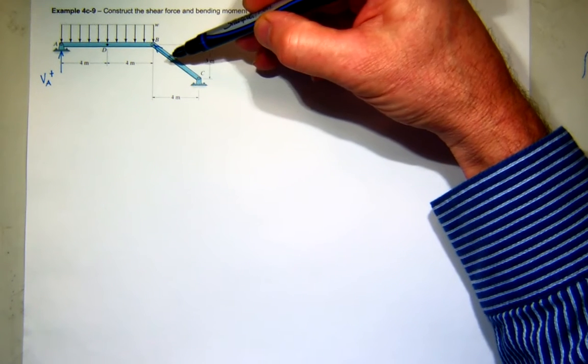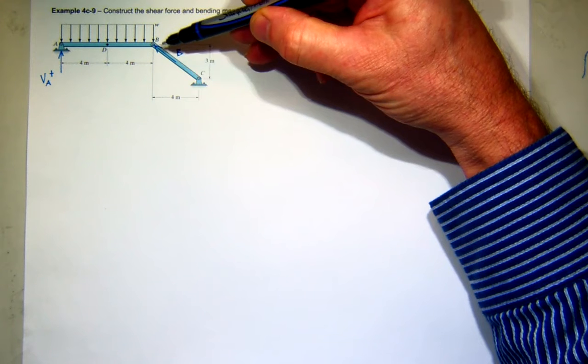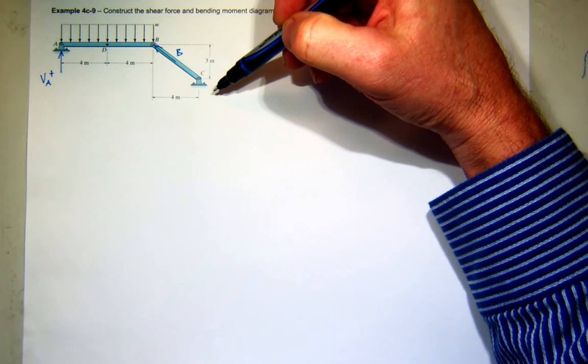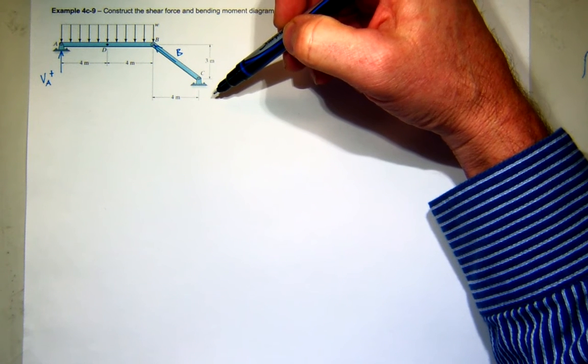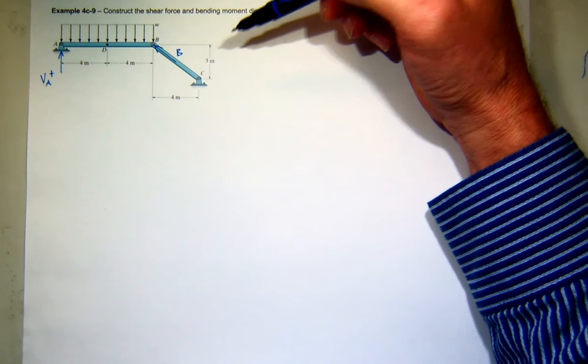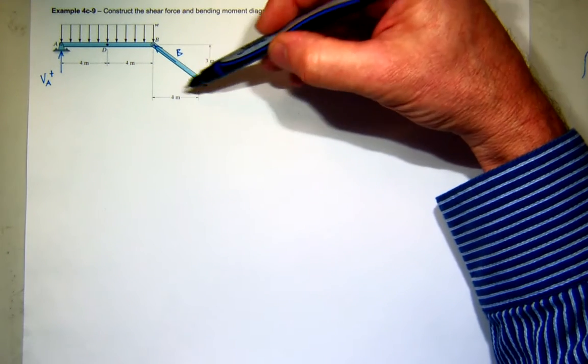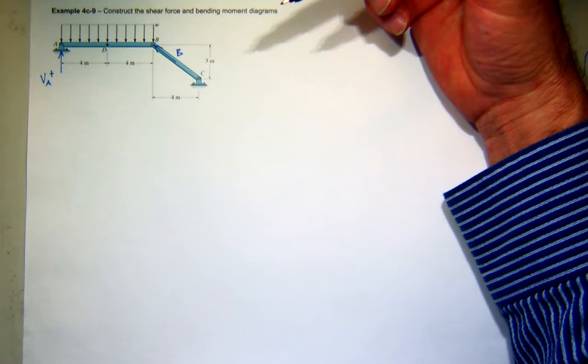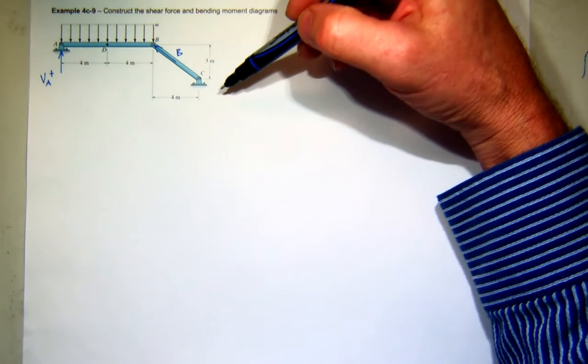Since it's in this direction, that means the forces in BC are all axial. There is no shear. There is no bending moment. And that's the key to this particular problem. In two-force members like this, there's no shear. There's no bending moment. So this is just a distraction.